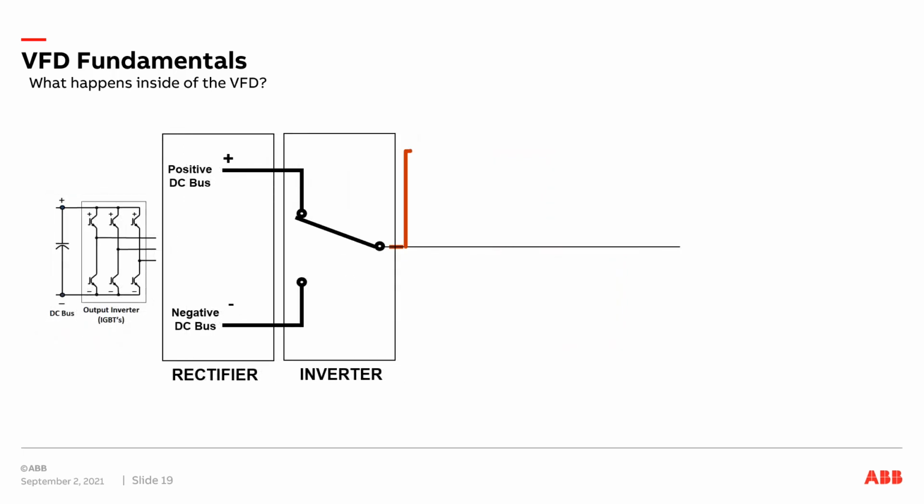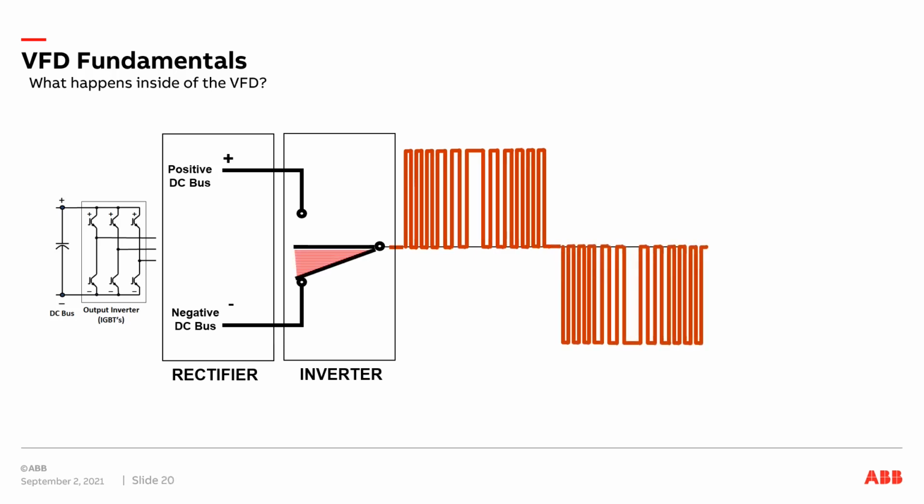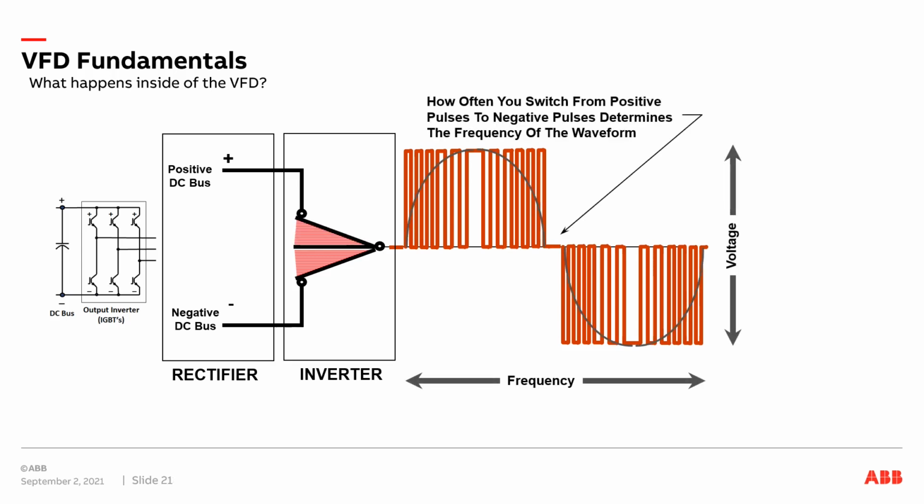As we pulse width modulate the output of the drive using the IGBTs, we turn the IGBT on for longer and longer periods, and then reduce the period time down to a shorter time, and then eventually we complete the positive side of the waveform, and we complete the negative side of the waveform. How often you switch from positive pulses to negative pulses determines the frequency of the waveform. How much time you spend on and off determines the voltage.